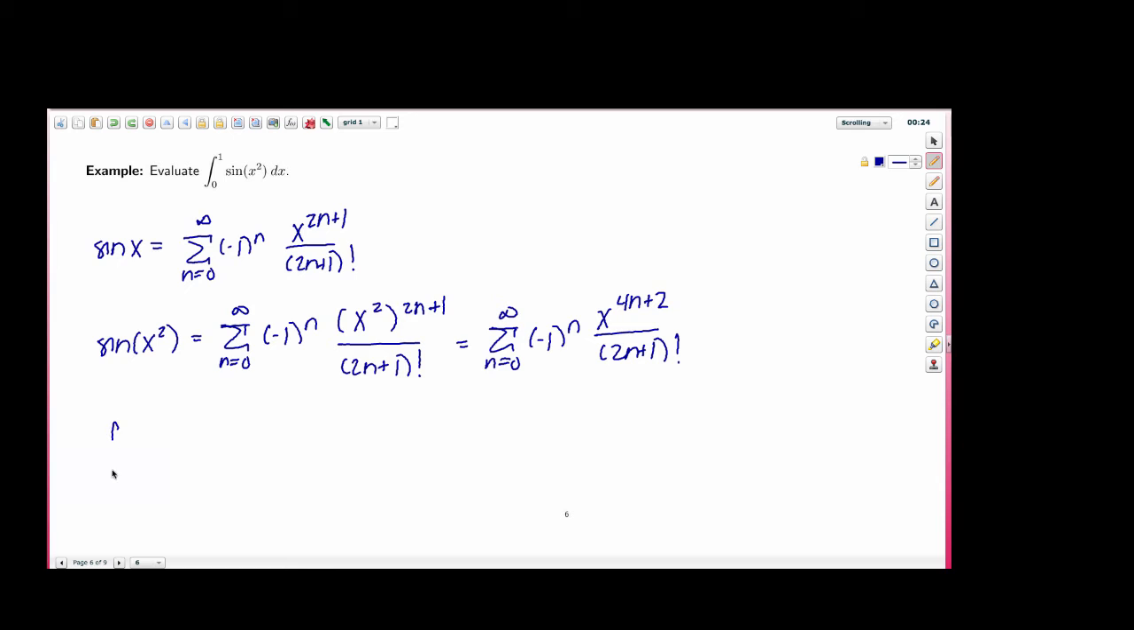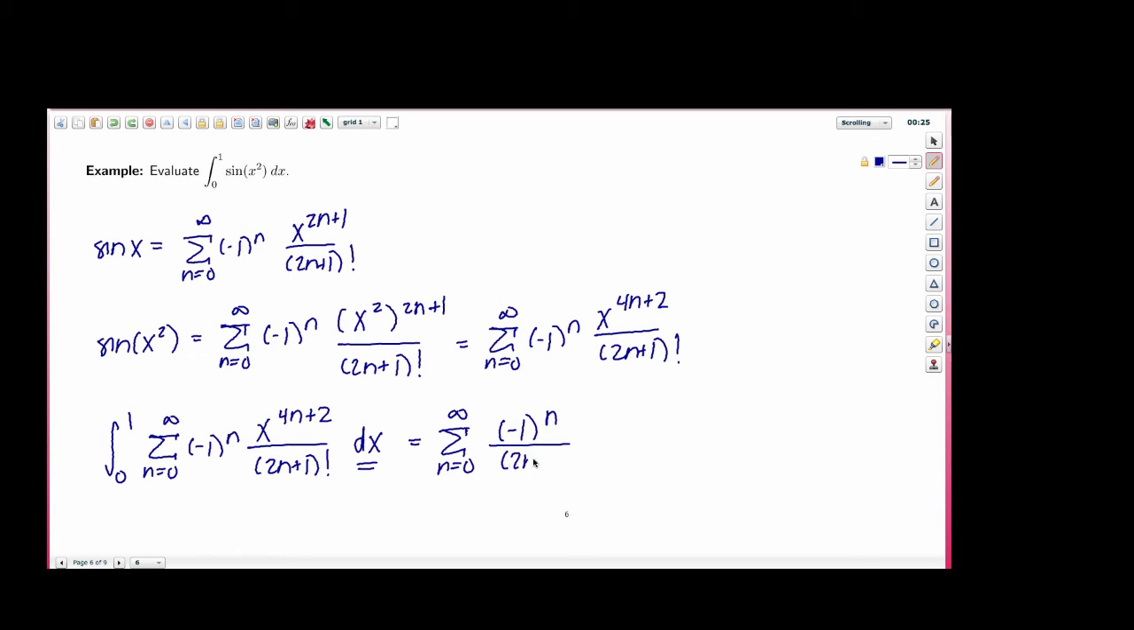And now we want to integrate that, so we get the integral from 0 to 1 of the sum from n equals 0 to infinity of (-1)^n x^(4n+2) over (2n+1) factorial. We remember the integral of a sum is the sum of the integrals, so this is just the sum from n equals 0 to infinity, and now we need to integrate. Remember that the dx means our variable of integration is x, so anything without an x is just going to come out. So the (-1)^n over (2n+1) factorial comes out.